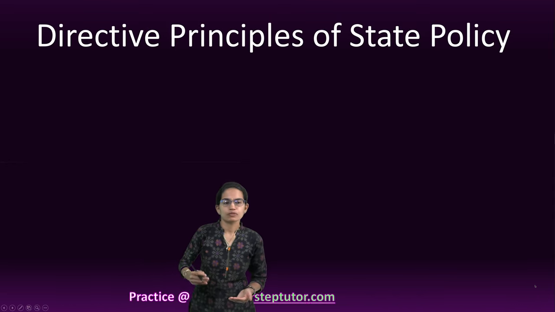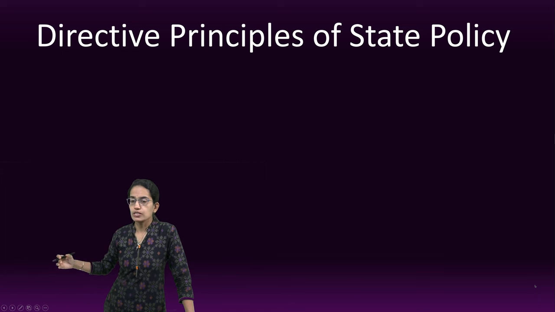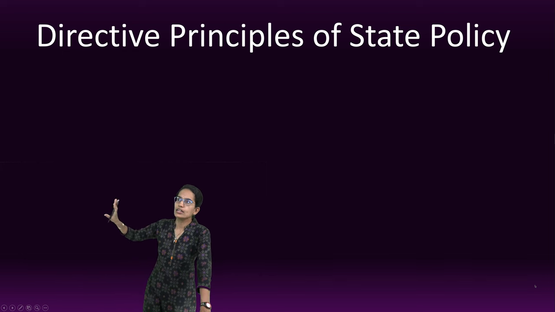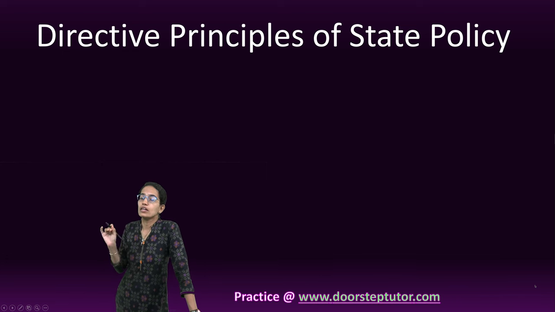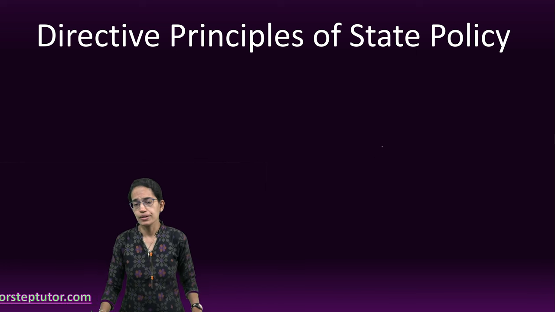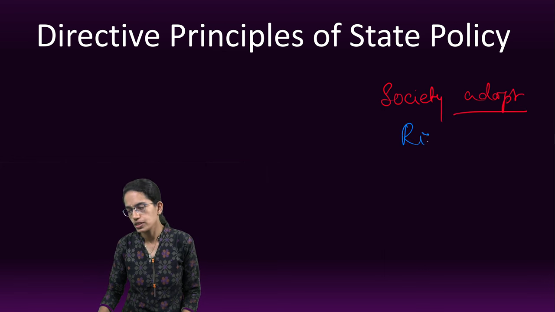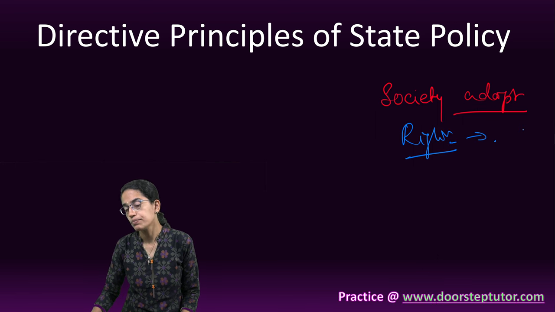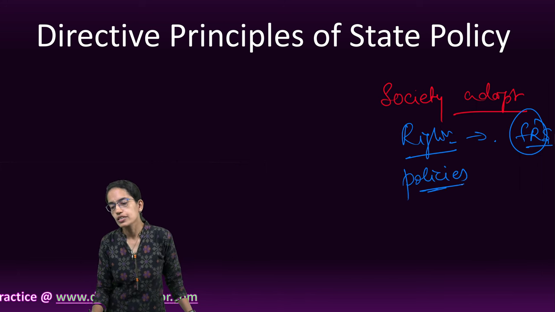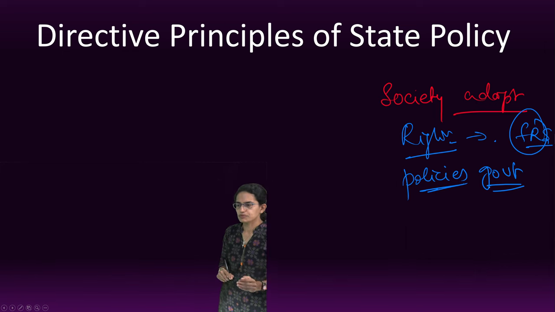The next is the directive principles of state policy. As the name suggests, these are the directions, the policy initiatives which are given by the state. The constitution did not want the government to take over policy decisions, but the government would give certain directives as to what should be implemented, how it should be implemented, and how society can adopt it, what the rights of individuals are, and how they enjoy them besides the fundamental rights or basic rights which exist, and the policies which the government should bring and adopt. All these are laid down under the directive principles of state policy.